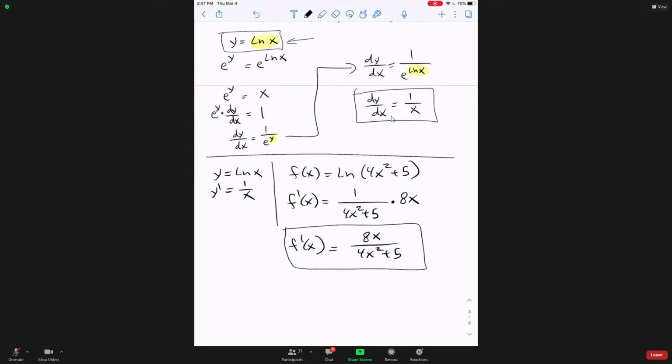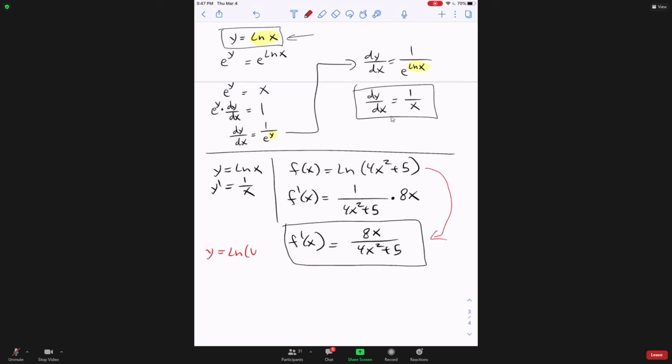Now, if you see a problem like this in the future, you can go directly from here to here. And the way to remember that is when you have y equals natural log of u, where u could be anything, the derivative is u goes on the bottom, its derivative goes right above it, u prime. So in this case, your u is 4x squared plus 5. So that goes on the bottom, and its derivative sits right above it. So it's u prime over u. Does that make sense?